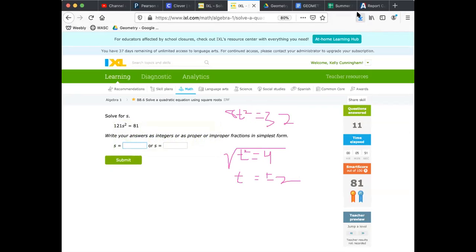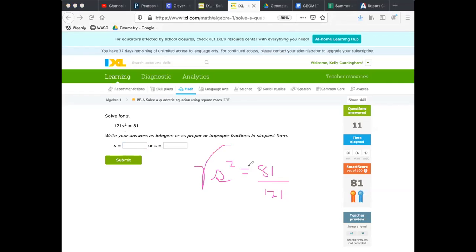Okay, ooh, this one's going to give us a fraction. I want to do this one. So let's see, I'm going to divide by 121. So then this would give me s squared equals 81 over 121. Okay, so now when I go to square root it, don't be afraid that it's a fraction. Embrace the fact that 81 and 121 are nice. So the square root of 81 is 9. The square root of 121 is 11.